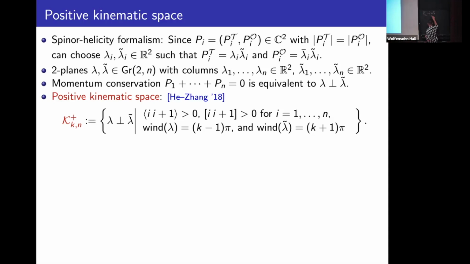So the positive kinematic space is the set of all pairs of perpendicular two planes. Lambda, lambda tilde belongs to the Grassmannian 2n. The conditions are that some brackets have to be positive for all i from 1 up to n. And also the winding numbers: the winding number of lambda has to be k minus 1 times pi, and the winding number of lambda tilde has to be k plus 1 times pi.